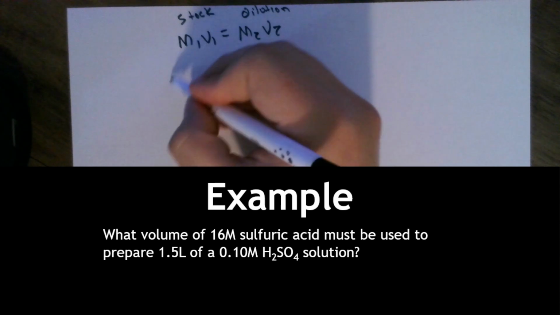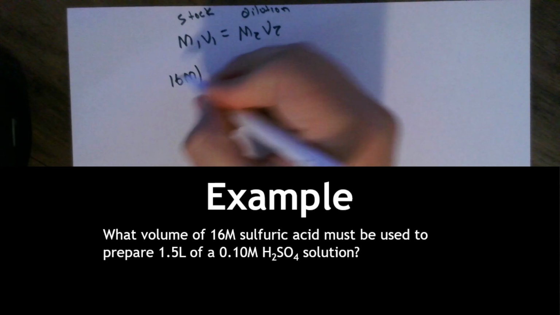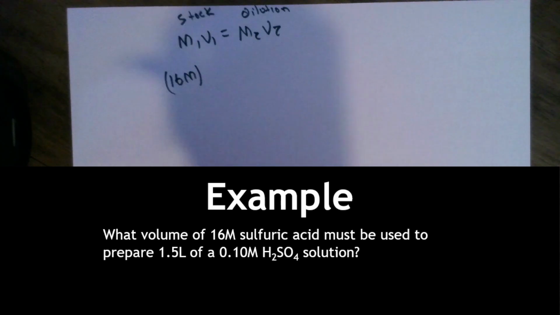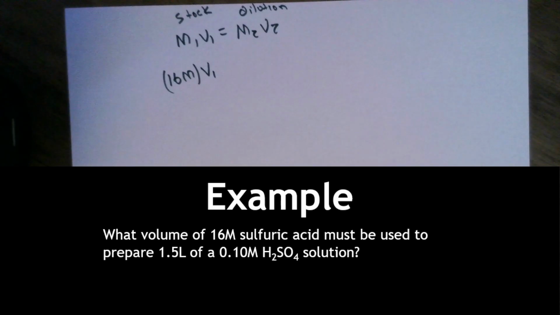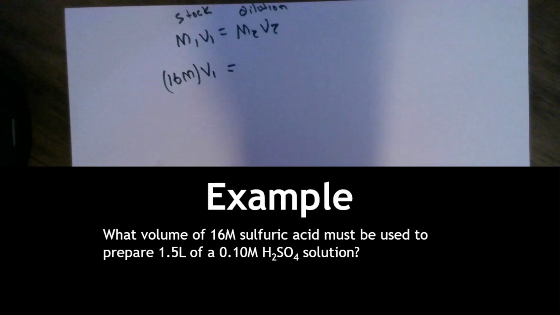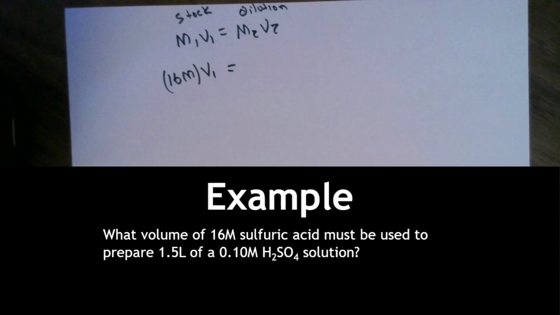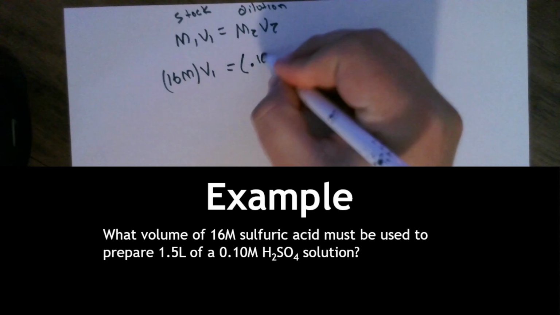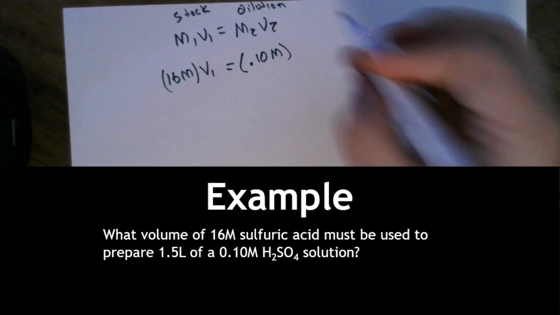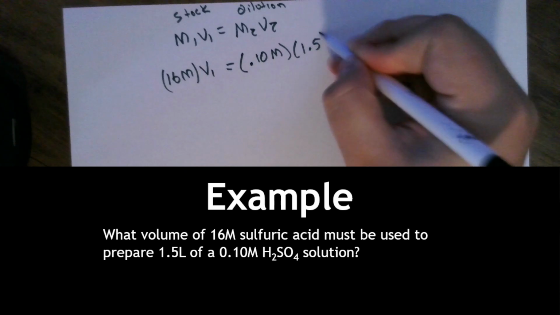My stock solution of sulfuric acid is 16 molar. What volume of that must be added? So I don't know that yet. That's my V1. That's unknown. To prepare 1.5 liters of a new solution, 0.1 molar H2SO4, which is just sulfuric acid. So my 0.1 molar is how strong I want it to be, and I need 1.5 liters of it to work with.